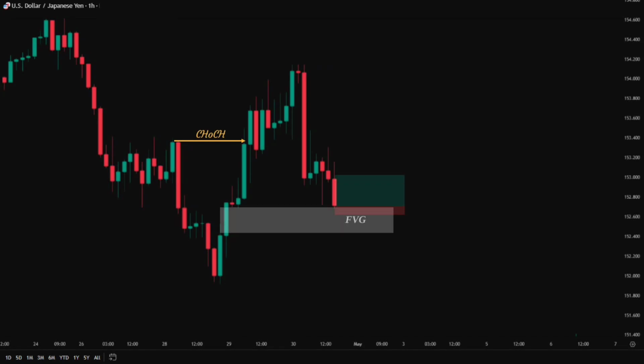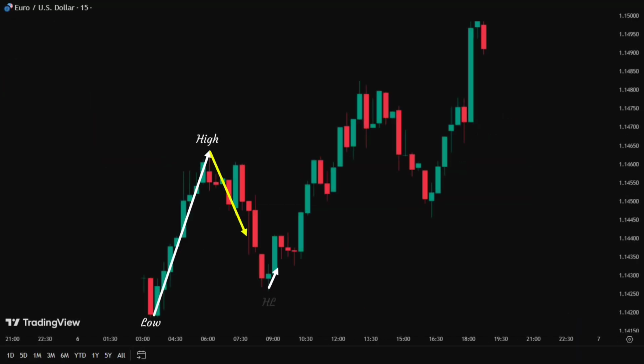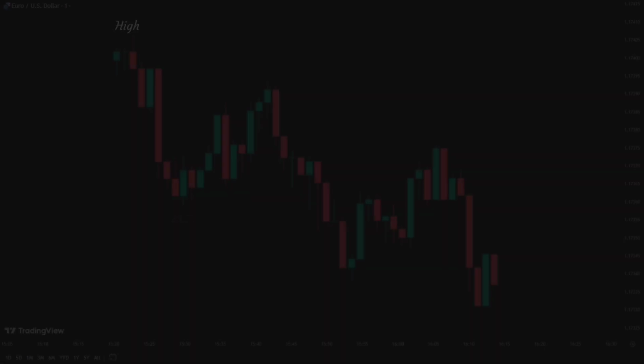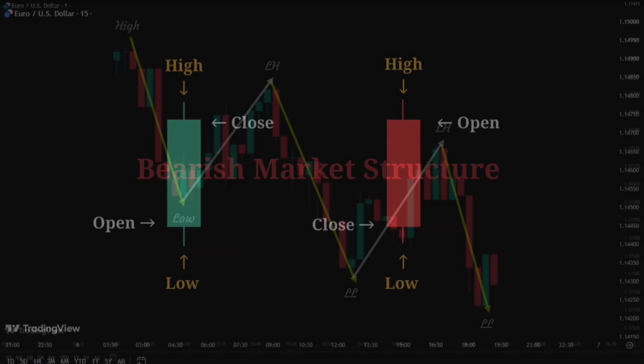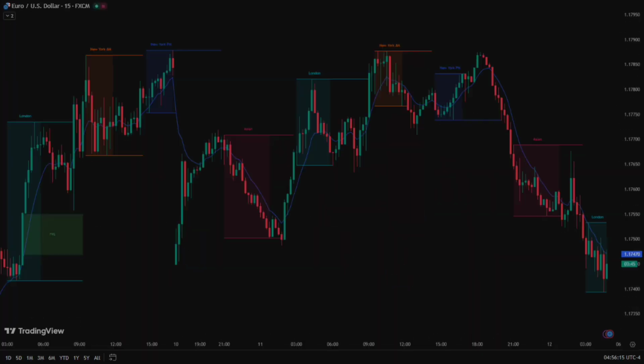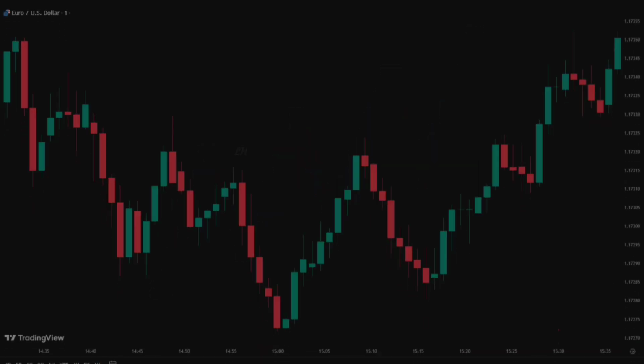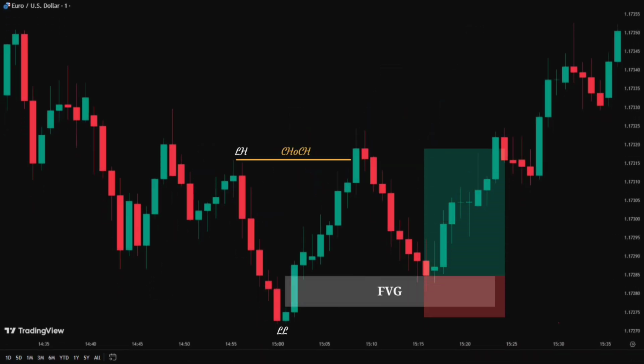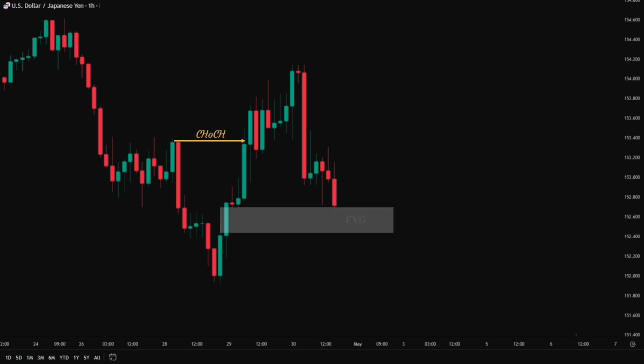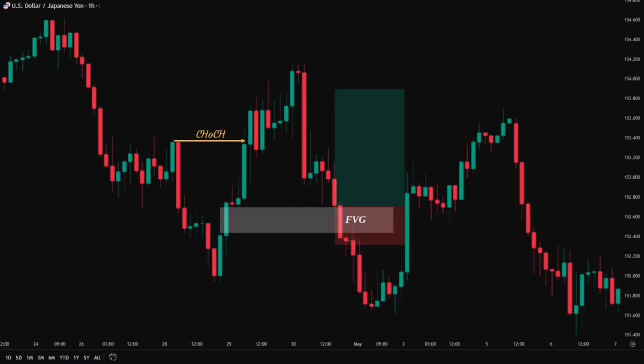Every losing trade has one thing in common. The trader had no idea what direction the market was actually moving in before they entered. Not the candle direction, not the indicator signal, the actual direction of the market. That is what market structure tells you. And without it, every other concept in smart money trading is completely useless.